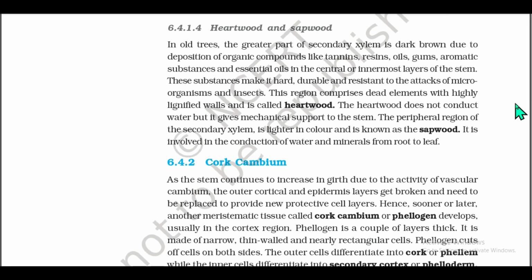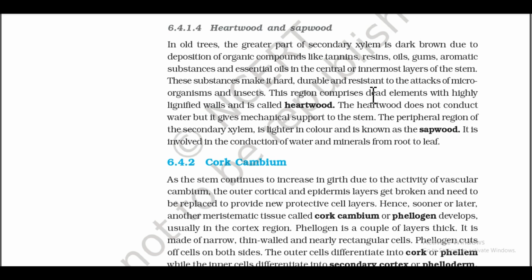6.4.1.4 Heartwood and sapwood. In all trees, the greater part of secondary xylem is dark brown due to the deposition of organic compounds like tannins, resins, oils, gums, aromatic substances, and essential oils in the central or innermost layer of the stem. These substances make it hard, durable, and resistant to the attacks of microorganisms and insects.